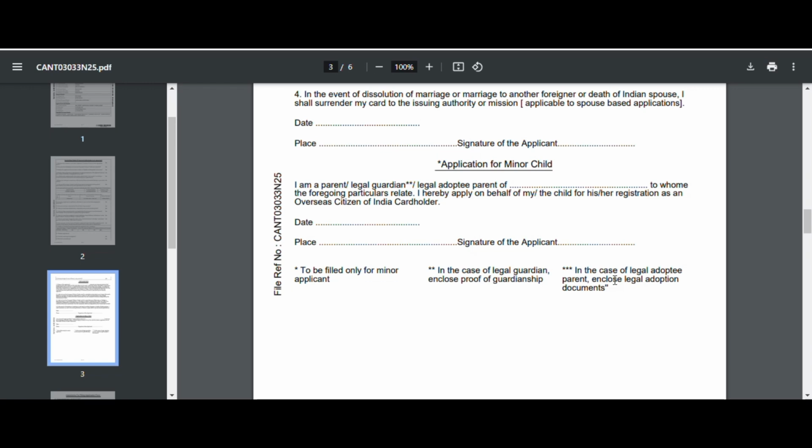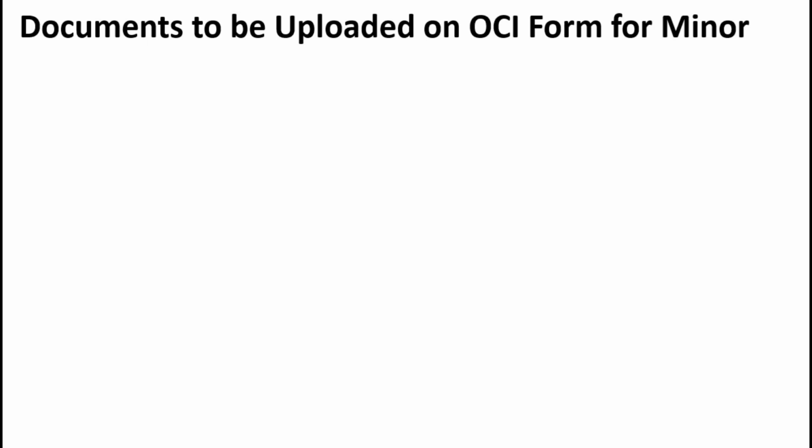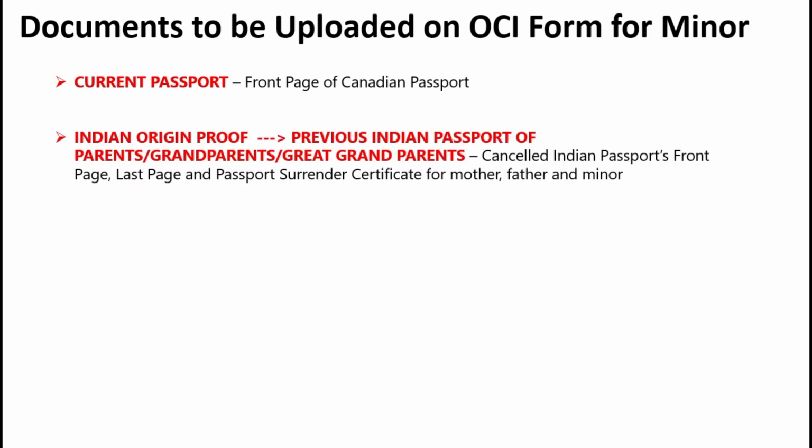So let me show you the list of documents which you need to upload and take at BLS for the OCI appointment. The below is the list of documents which you need to upload while filling up the online form for the OCI for minor. Current passport, upload a front page of Canadian passport of the minor. Under Indian origin proof, select previous Indian passport of parents, grandparents, and great grandparents. Under this category, you need to upload a cancelled Indian passport front page with a cancelled stamp, the last page, as well as the passport surrender certificate issued by the consulate for mother, father, and minor.